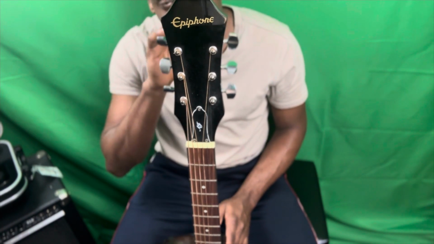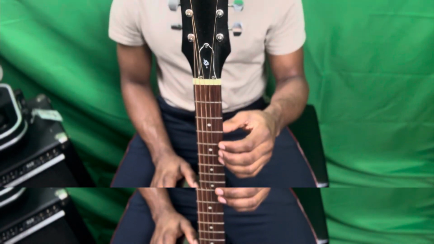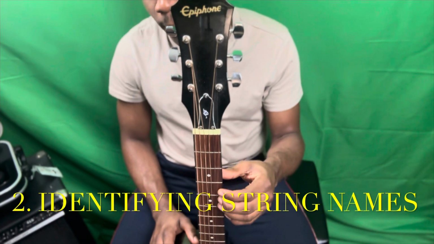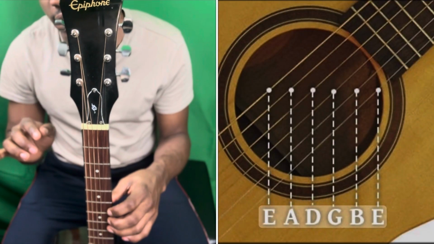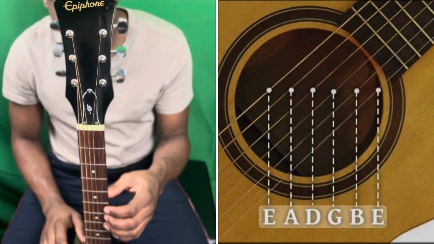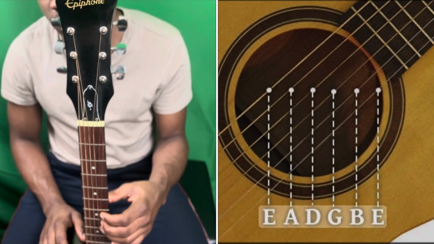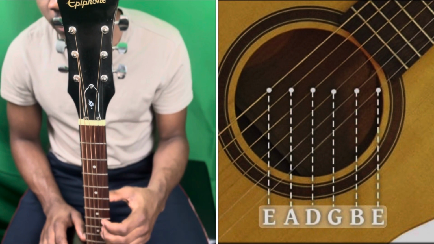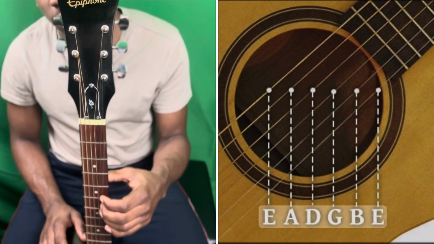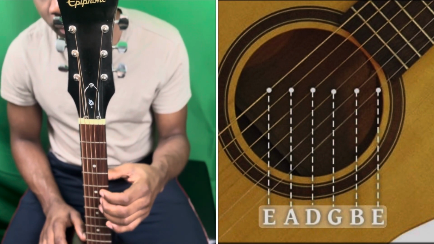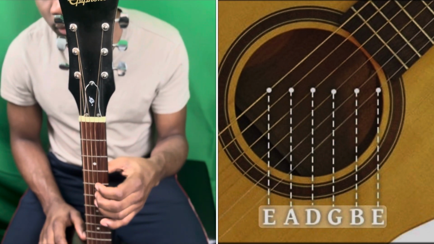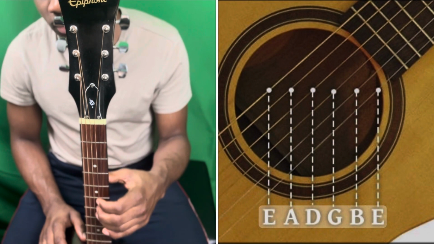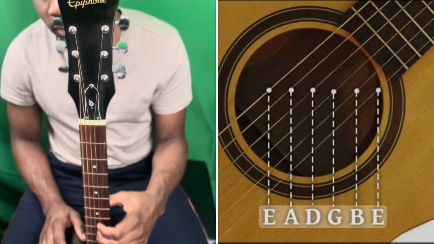And please write down. String 1, which is the thinnest string you have on your guitar, is known as the E string. E for egg, or E for elephant. String 2 is known as the B string. B for ball, B for baby. String 3 is known as the G string. G for goat, G for God, G string.